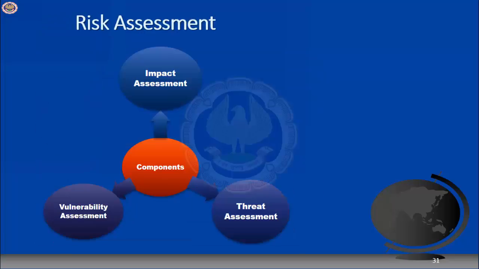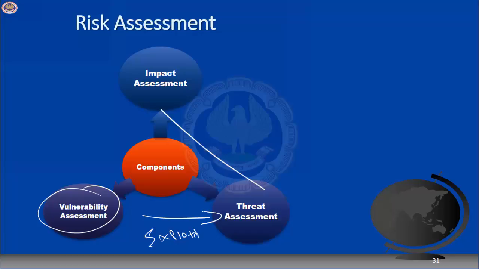Now let's look at the risk assessment. You look at the vulnerabilities. You look at the threats which are there. When the vulnerability exploits the threat, it results in a risk. Now, what is the impact of that risk? This is what you'll be looking at here.